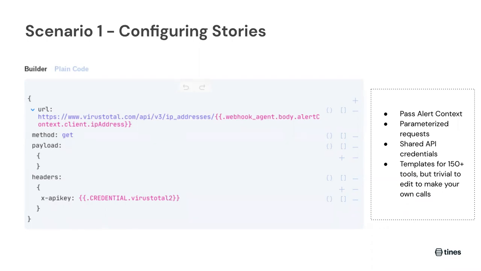Remember, we don't really care what tool we're integrating with. We've got templates for hundreds of security tools. So if you wanted to check this in AbuseIPDB, if you wanted to check this in GreyNoise, if you wanted to check this in any other threat intel platform, you're going to be able to do it. You're just going to change this agent around slightly or use one of our templates. It's going to be super simple.